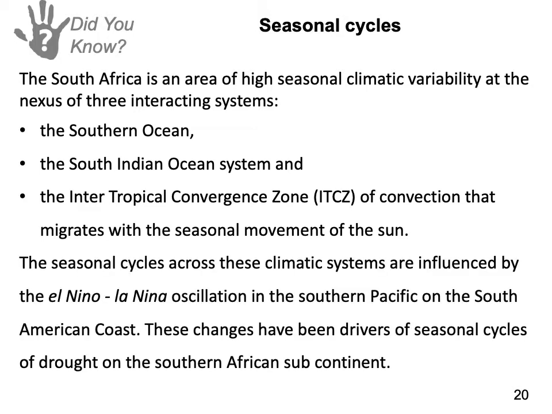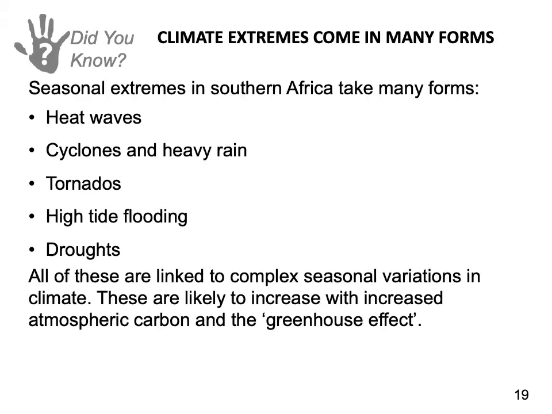So the seasonal cycles across these climatic systems are influenced by the El Nino-La Nina oscillation in the southern Pacific, and this was discovered by scientists to understand the patterns of drought. These changes are all drivers of cycles of drought in the southern African subcontinent. So we've got a complex triad of interacting systems that make for climate variability in our region.